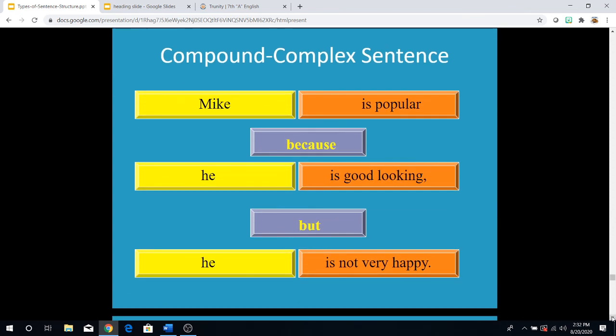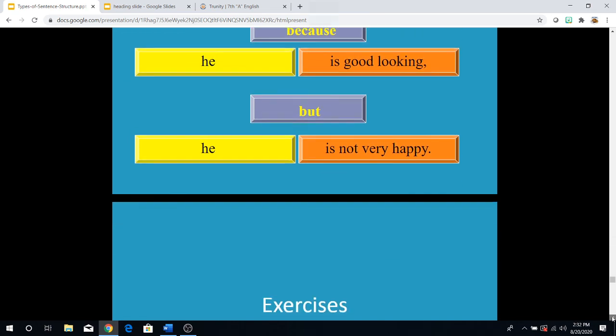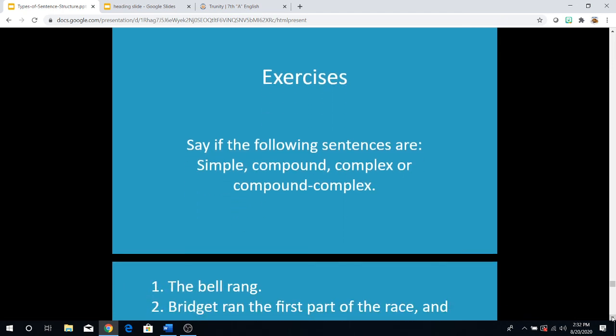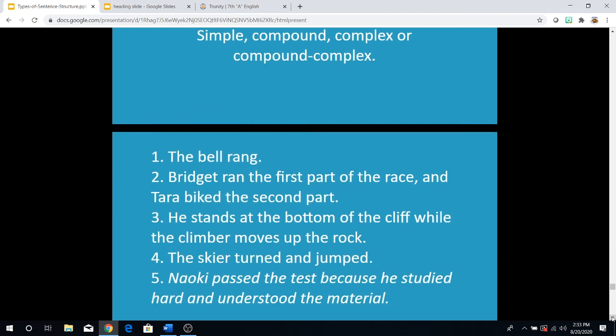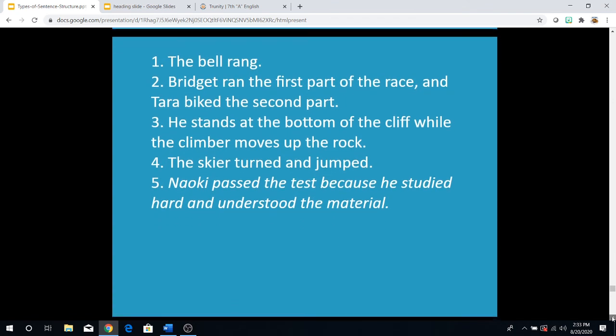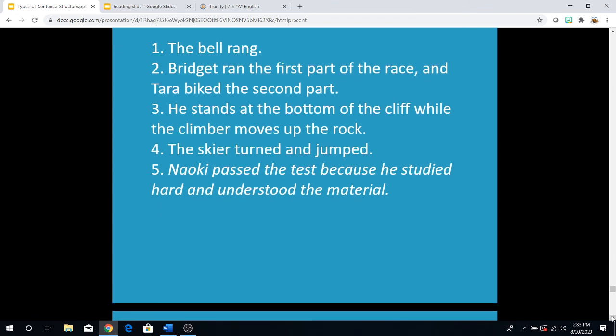Here are some more examples of compound complex sentences. Mike is popular because he is good looking, but he is not very happy. So, exercises. Say if the following sentences are simple, compound, complex, or compound complex. So here are your sentences. I want you guys to write them down, work them out at home, and then you can take a picture and send them to my email or the Google Classroom. Or if we have enough time in class, we'll discuss them.